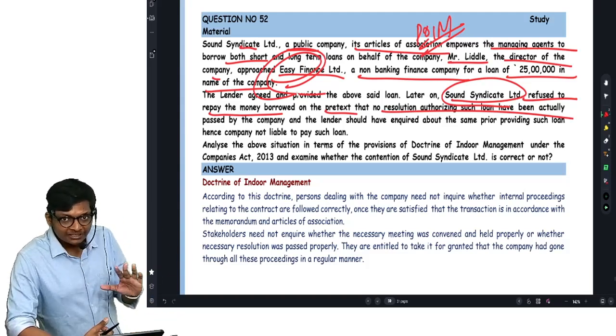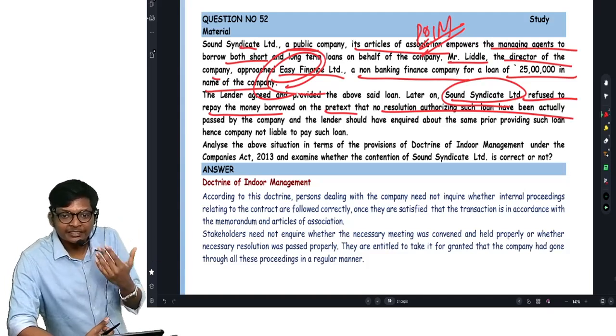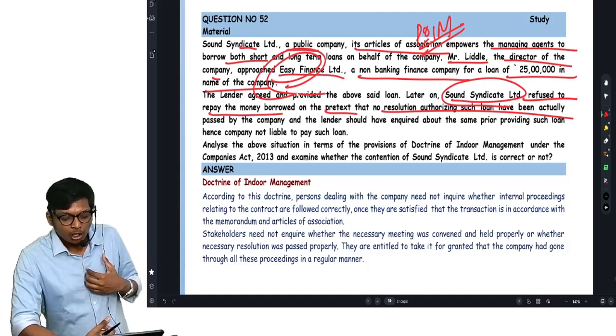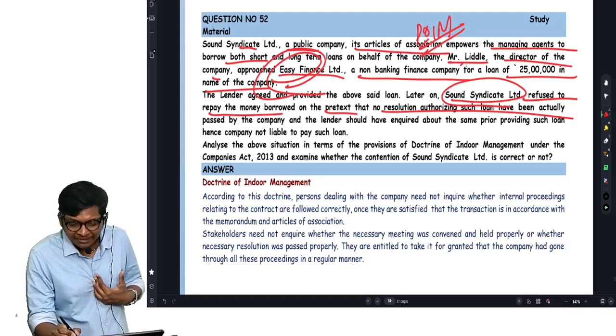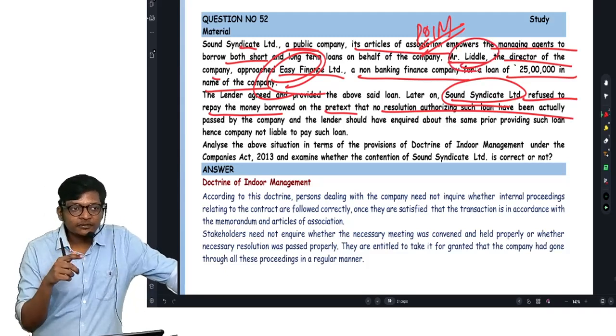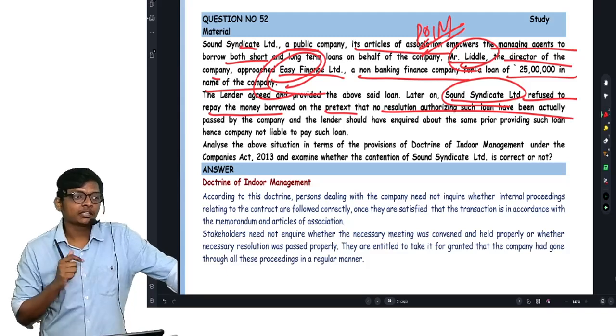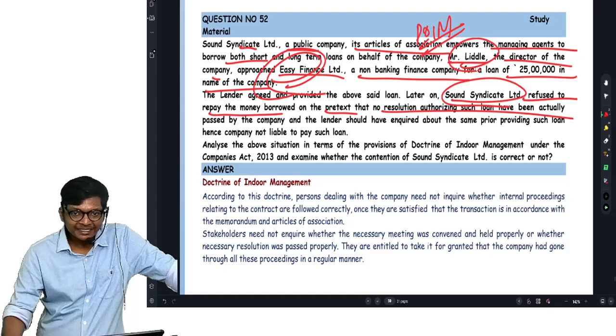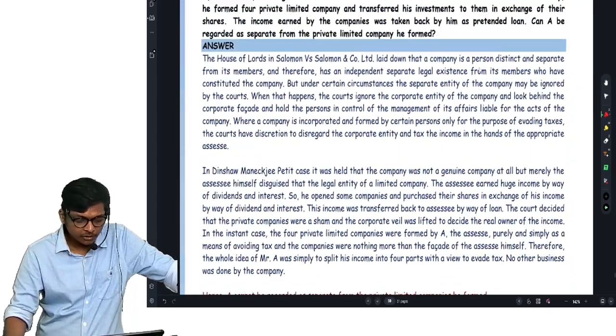Or if he knows the resolution was not passed, even after knowing that the resolution is not passed, or after knowing that this person Little cannot borrow, if you still gave the loan, still the exception will come. Knowledge of irregularity. Understanding exceptions in the same question, guys. Getting it? Okay. 51.